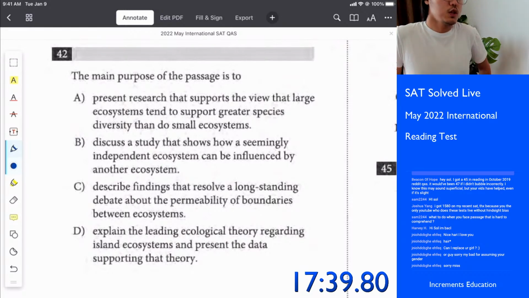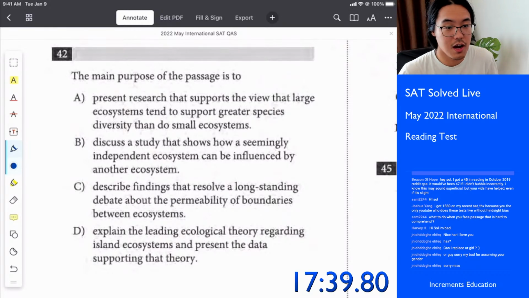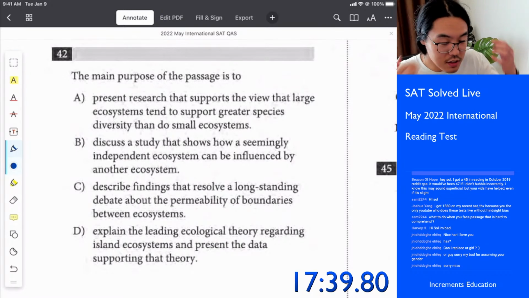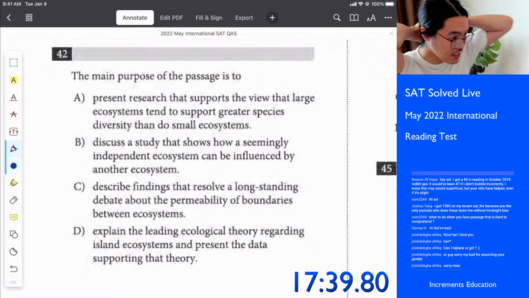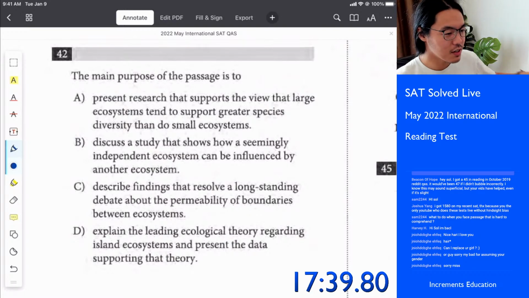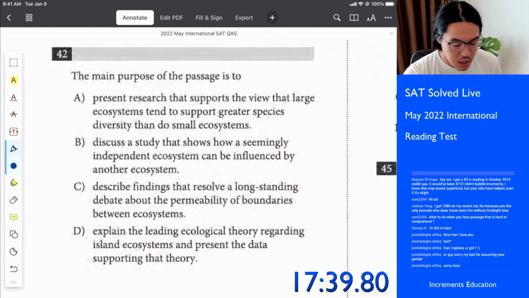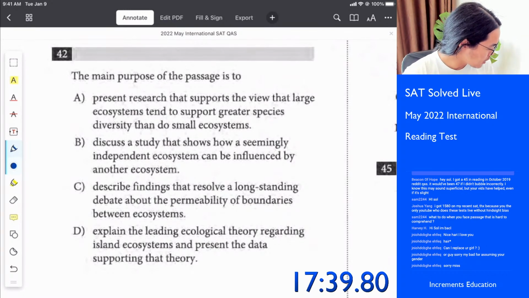So actually, Sam, you were asking me what I do when I face a passage that is hard to comprehend. Well, hey, you're in luck, because I just found a passage that I found hard to comprehend. So let me ignore the really bad joke and continue with my map of the passage. Map of the passage. Here we go.